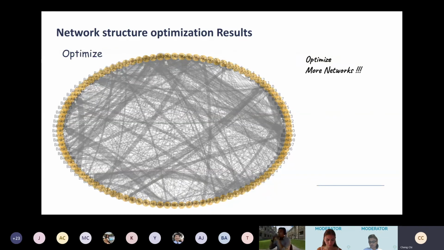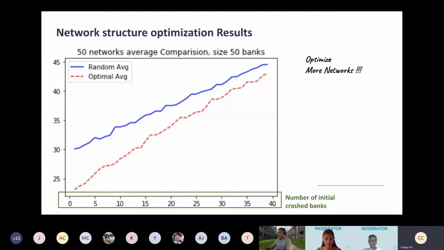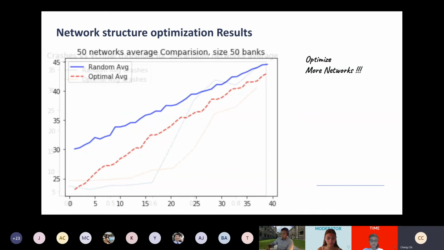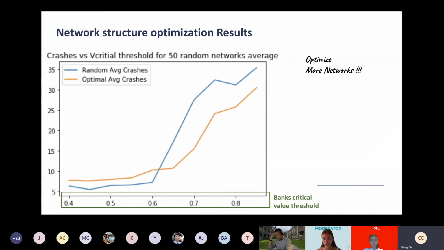So here's the result. And in this plot, the x-axis here is just the number of initial crossed banks. And the y-axis here is the total number of failures when the simulation algorithm terminates. We can see that the optimal network always has fewer failures compared to the random one. And here is another plot. It's more interesting. And in this plot, the x-axis here is just the bank's critical value threshold.